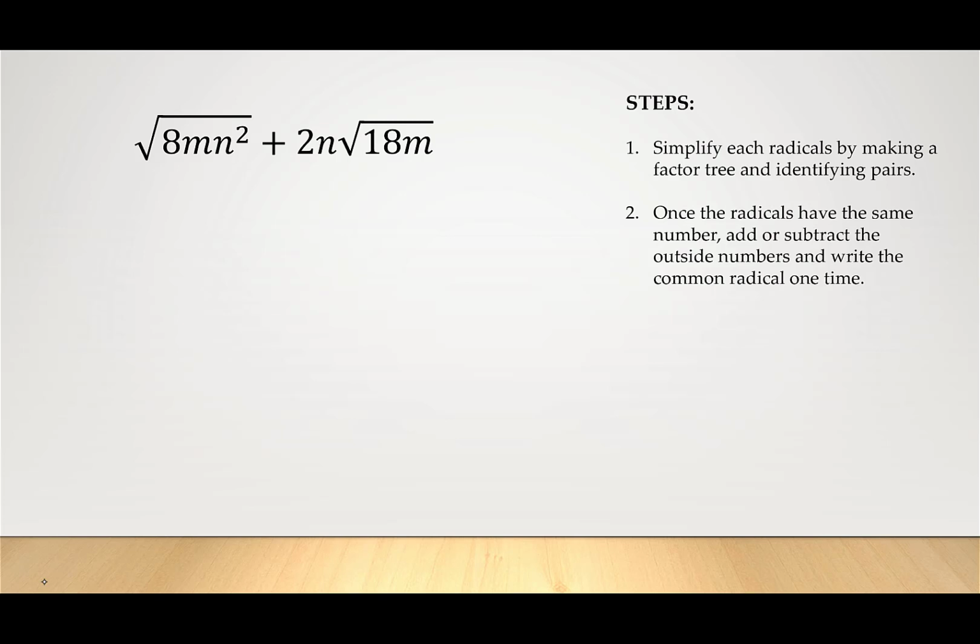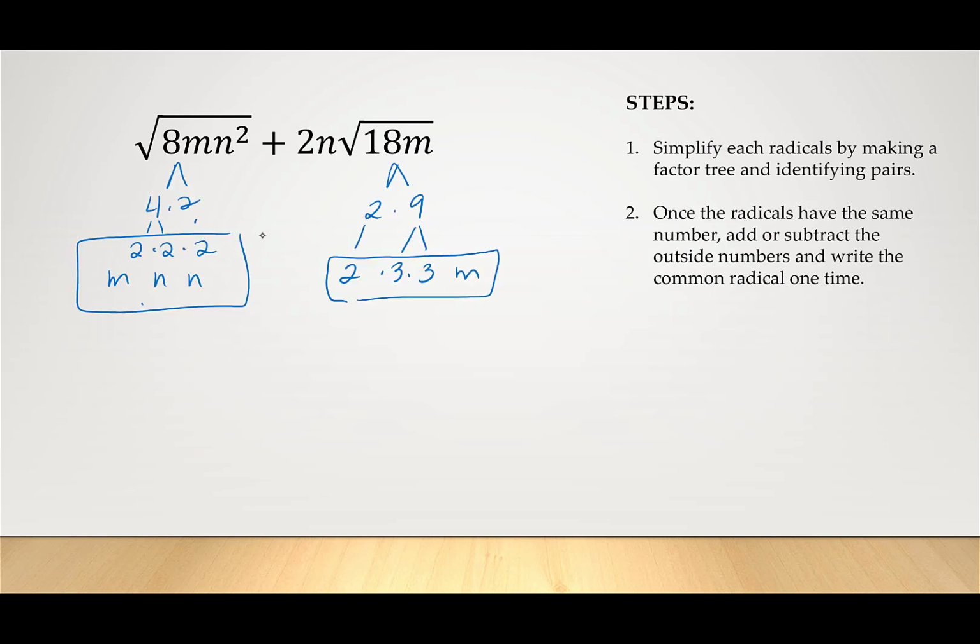So these last few problems are all going to be those type of problems where the number under the radical is not the same. The first thing I want you to do is make a factor tree of both radicals. Pause the video and go ahead and make the factor trees for both of these radicals. Okay, now that you have the factor trees, we are going to simplify each radical. We'll do them one at a time.